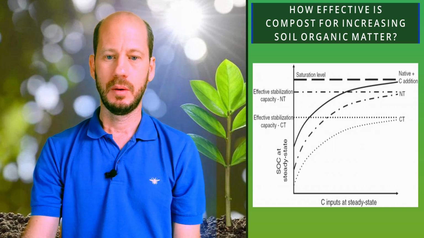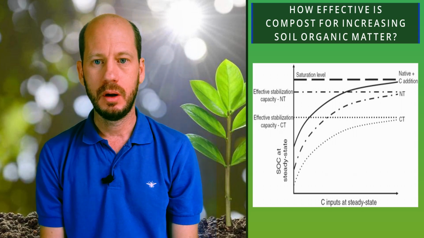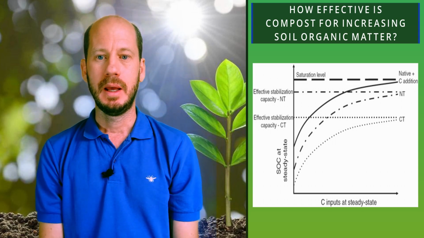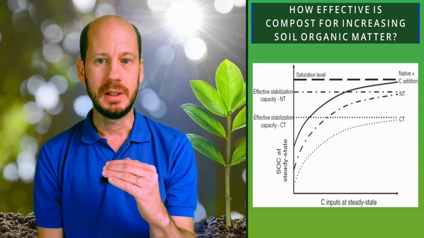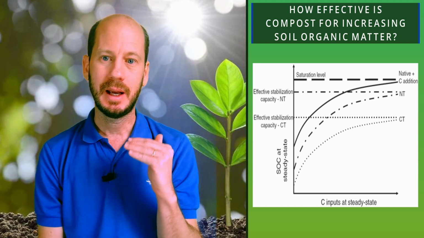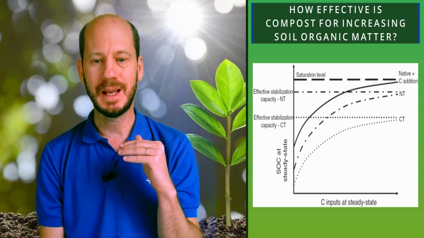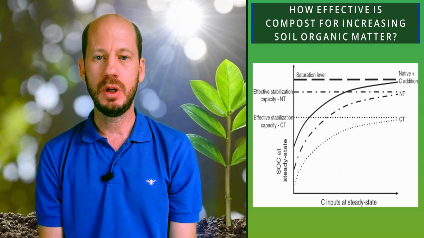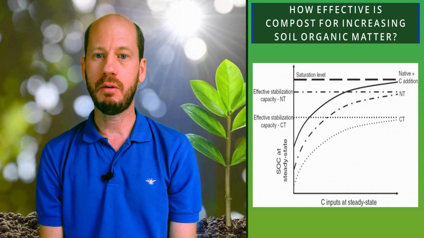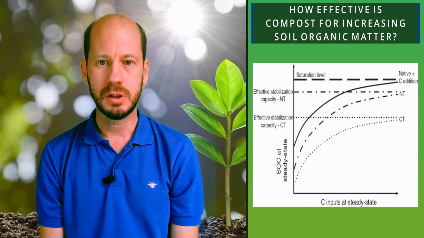So whatever you do, if you add more compost to the soil, it will increase the organic matter of the soil up to a limit, and that limit is the capacity of the soil of stabilizing that organic matter. So there is a saturation effect, a saturation level in the soil, and you will not be able to increase this. The only way of going around this is what we showed in the lecture on biochar.